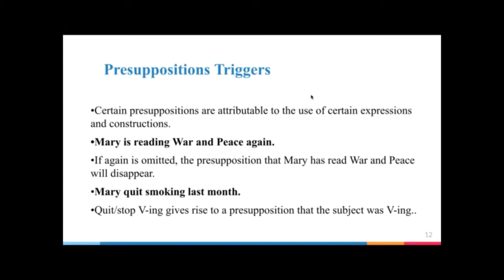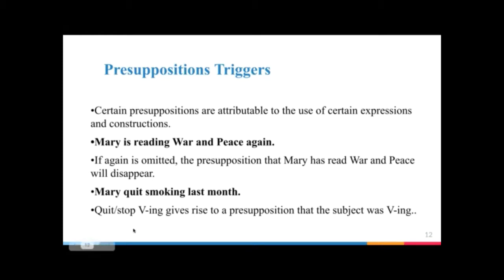Mary is reading War and Peace again. So if again is omitted, the presupposition that Mary has read War and Peace will disappear. We only know that she has read that in the past. We presuppose that because of the word again. So when we read this sentence, we know that she has read this book before.